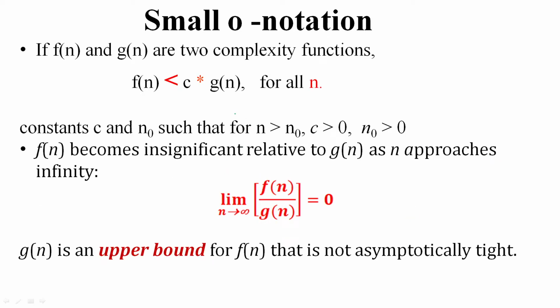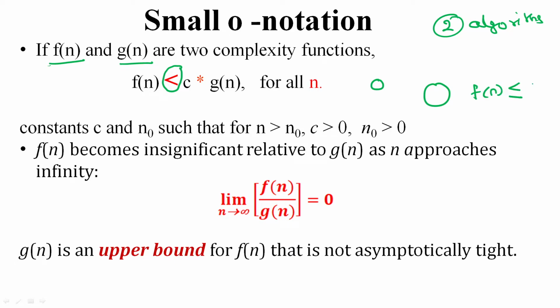Now the small o notation, the second asymptotic notation to calculate the time complexity. Assume again two algorithms having different functions: f of n is one function and g of n is another function. When f of n is always strictly less than c into g of n, then we can use the small o notation. In the big O notation, f of n is always less than or equal to c into g of n.